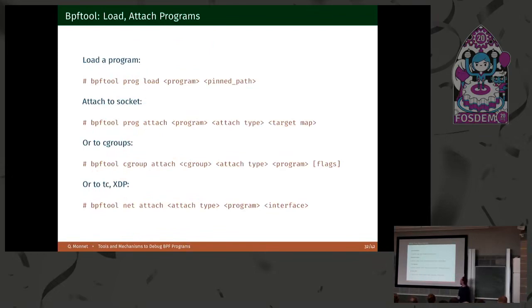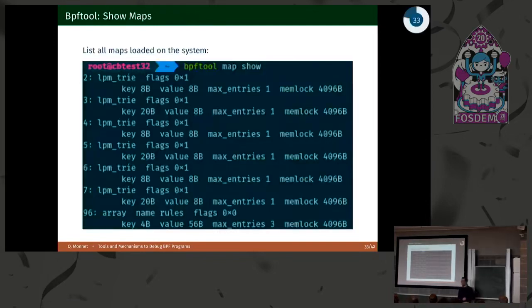I can load the program. I can attach it to a variety of hooks. I don't think I can attach it to kprobes or tracepoints with bpftool at this time. So I have the related commands: bpftool prog load, bpftool prog attach, cgroup attach, and for networking that would be net attach. Yeah. I can work with maps too, so I have bpftool map show to list the maps.